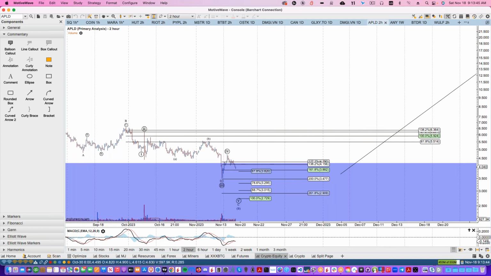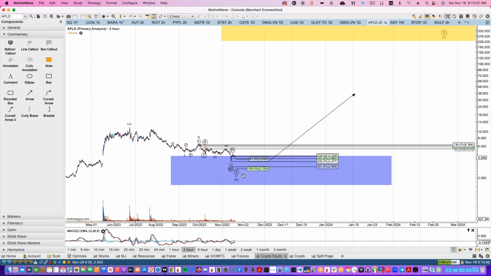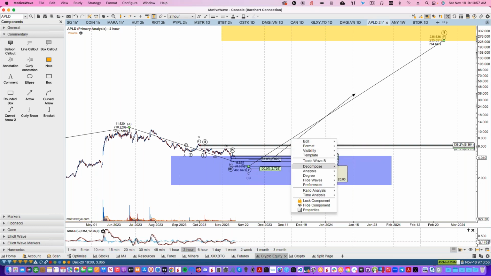Anyway, APLD looks like it's coming down towards 272. I'm not going to aggressively buy there. I'll eat up a little bit of shares. This whole setup is good as long as we're over.